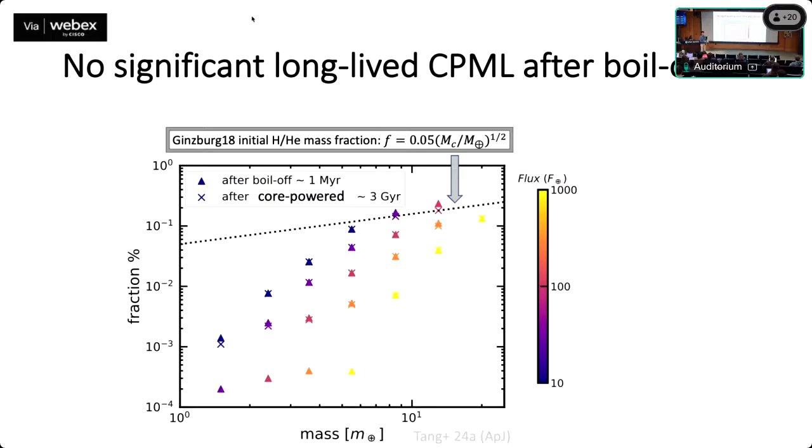So here are more examples. Basically, I'm showing you the mass fractions after a certain time under boil-off and core-powered mass loss as a function of mass and incident flux. In triangles, those are the mass fractions after boil-off, and we additionally evolved the planet to 3 Gyr with core-powered mass loss. You see there is a small difference between them, indicating that in all of the planets we modeled, core-powered mass loss is inefficient long term.